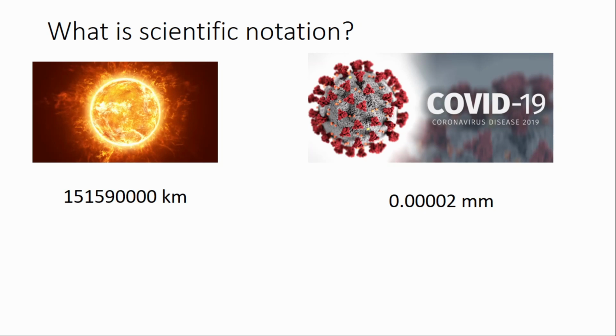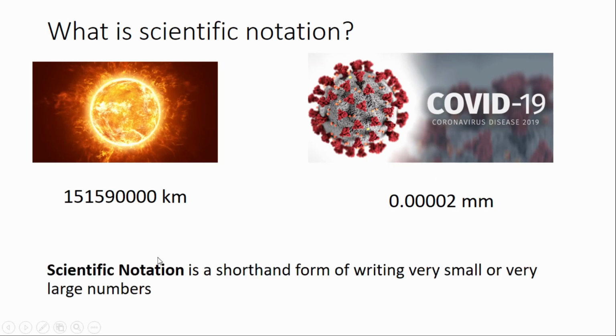So to solve this problem, we've got something called scientific notation, and it is just a shorthand form of writing very small or very large numbers. Don't worry about writing this definition down, just as long as you understand what's going on here. Alright, let's have a go at exploring this a little bit further.